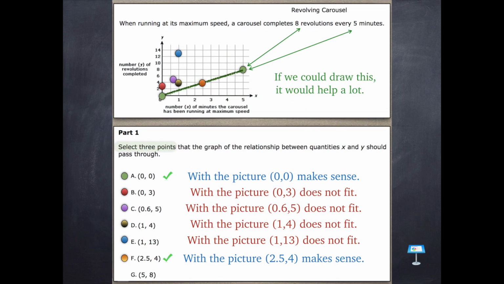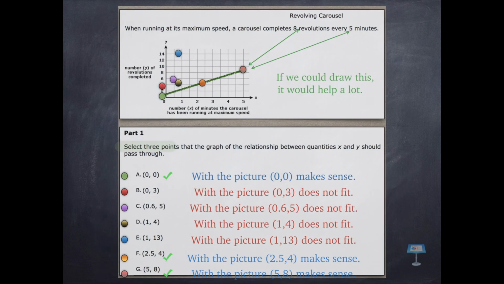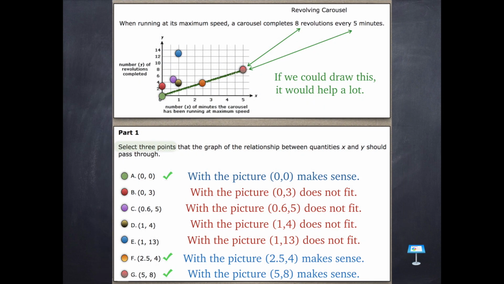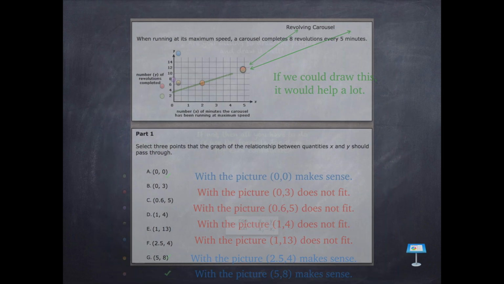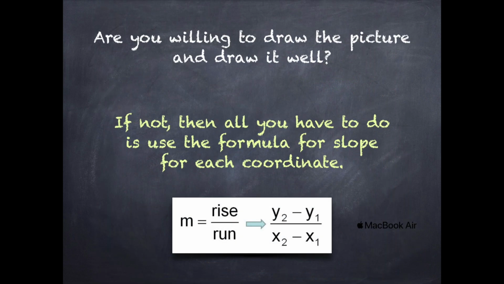And then (2.5, 4) lands smack dab in the middle of the line, so that is the answer we're looking for. That's our second point. And of course (5, 8), which is just from the information in the question. 5 minutes past, 8 revolutions, that would be one of the points on that line. And we found all 3 of them if we had the diligence to draw the really good picture. The question is, are you willing to draw the picture and draw it really well?